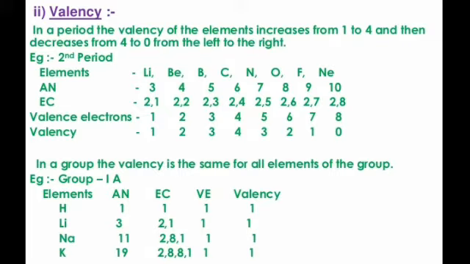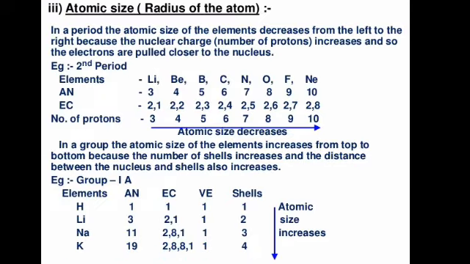While down the group, the valence electrons remain the same, and as such the valency also remains the same along the group. Third is atomic size. It is the size or the radius of the atom. In a period, the atomic size of elements decreases from left to right because the nuclear charge increases, and as such the positive charge attracts the electrons and pulls them closer to the nucleus, and the radius of the atom decreases.